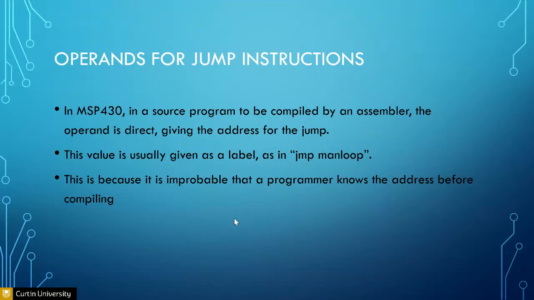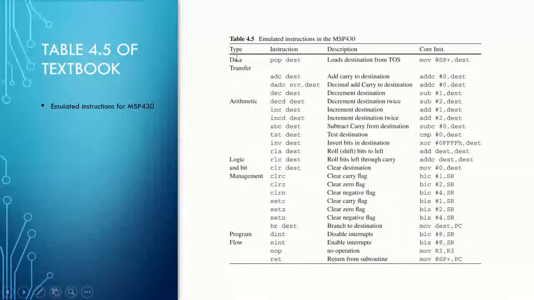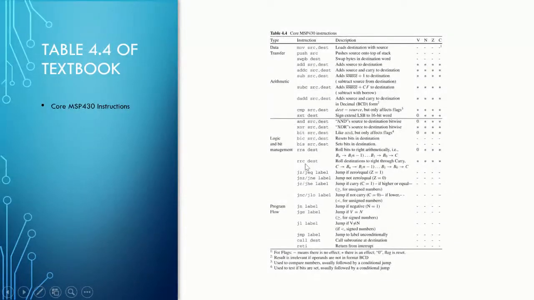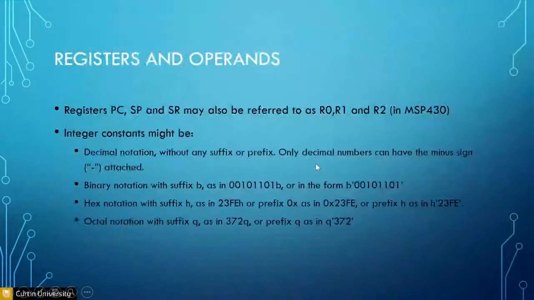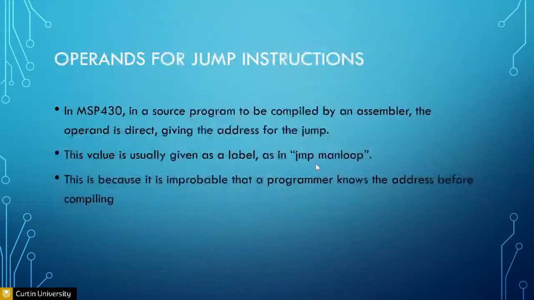In MSP, in a source program to be compiled, the operand is directly giving an address. So this value is usually given as a label. For jump, you realize that except for jump, everything has a source and destination, an operand. You look at jump. Jump only looks into the flags and the labels. So except for these jump related instruction sets, the rest always have an operand.